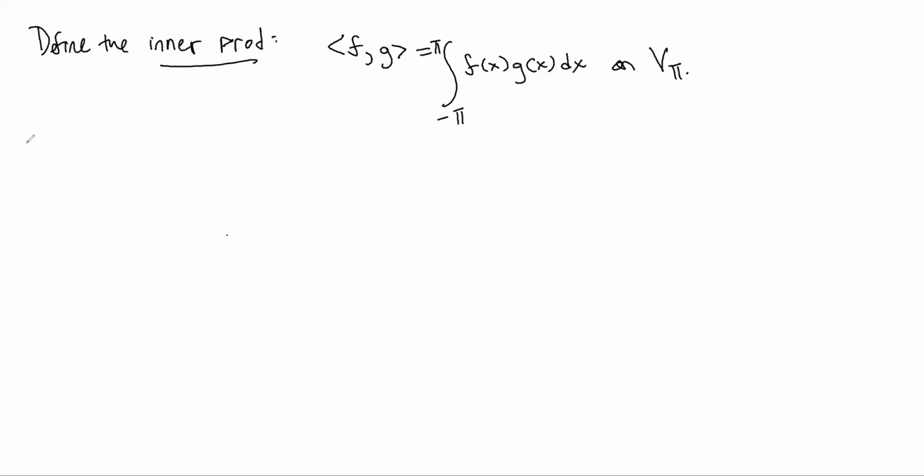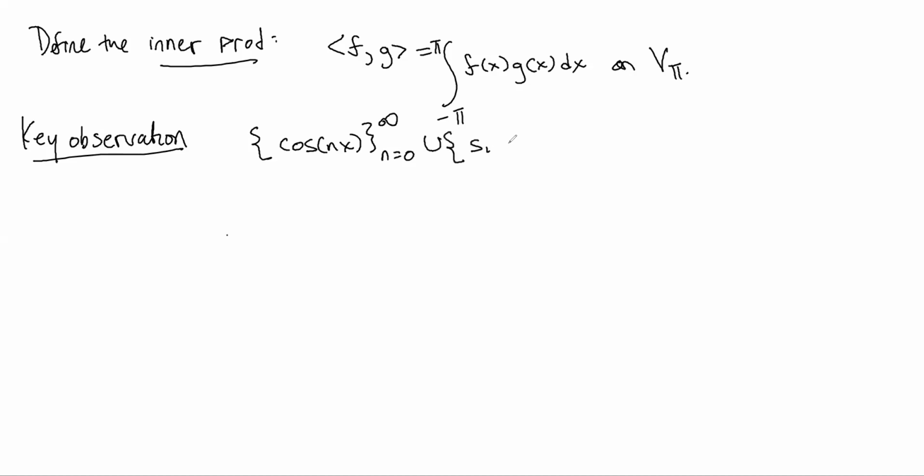So the key observation is, let's look at the following functions. Let's look at the functions cosine nx, where n goes from 0 to infinity. Cosine 0 is just a constant function equal to 1. And let's look at the sine functions, again n goes from 1 to infinity. That's an infinite set of vectors in this vector space. Okay. The key observation is these are an orthogonal set.